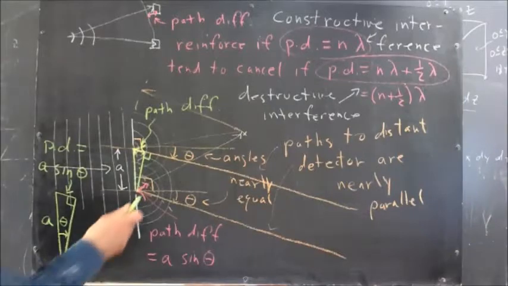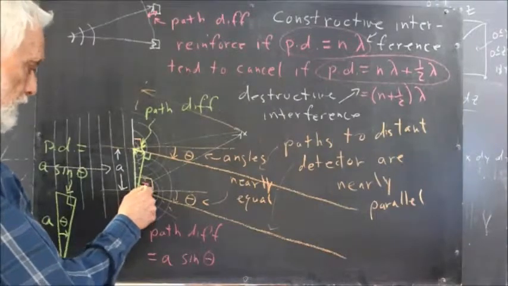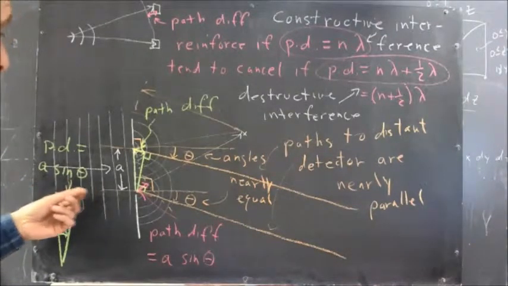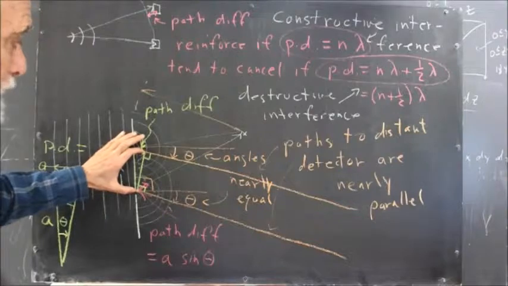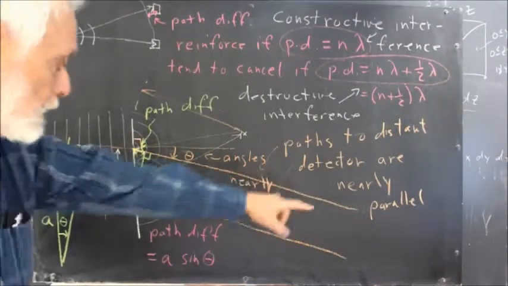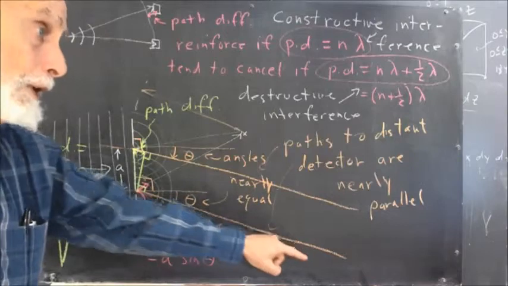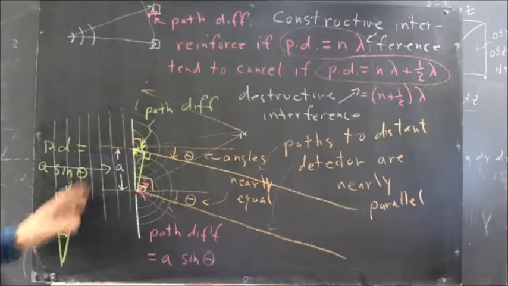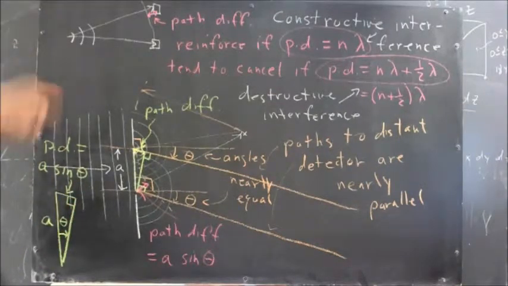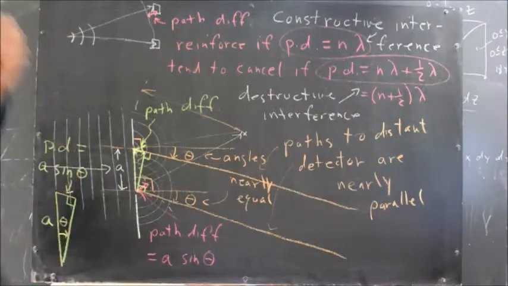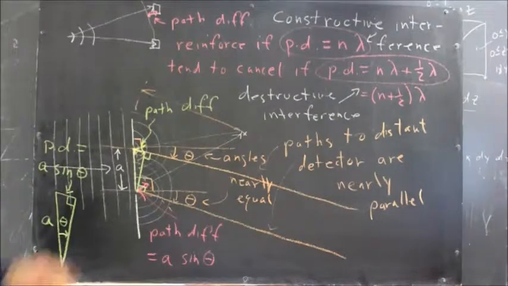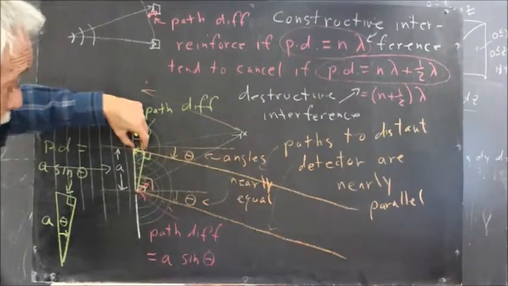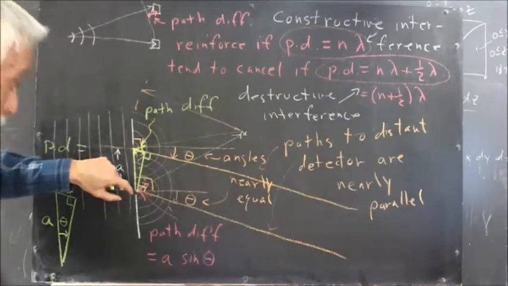Let's see if I can get away with sketching that right angle as well. Then the distance from here to the detector is going to be the same as the distance from here to the detector, just because of the perpendicular and the parallel and all that stuff. Again, a simple geometric argument that I'm not going to detail. That means that the path difference is this. This ray has this much further to go to get to the detector than this ray.